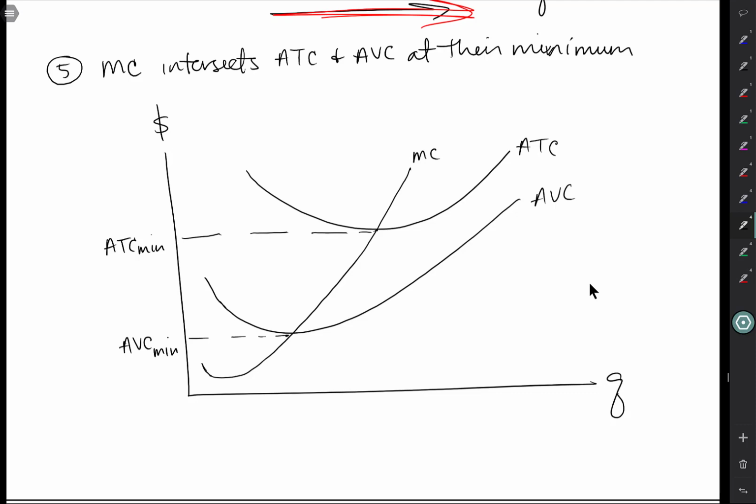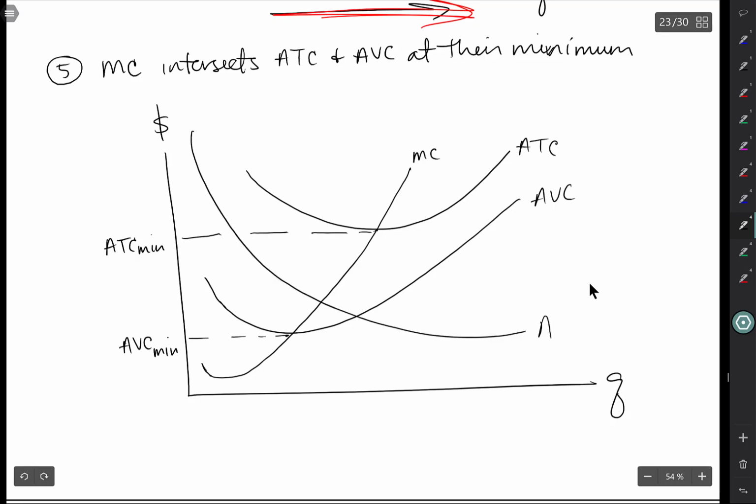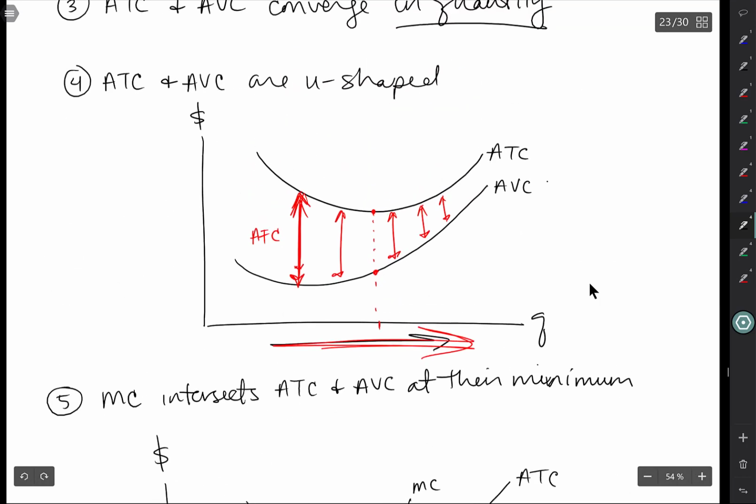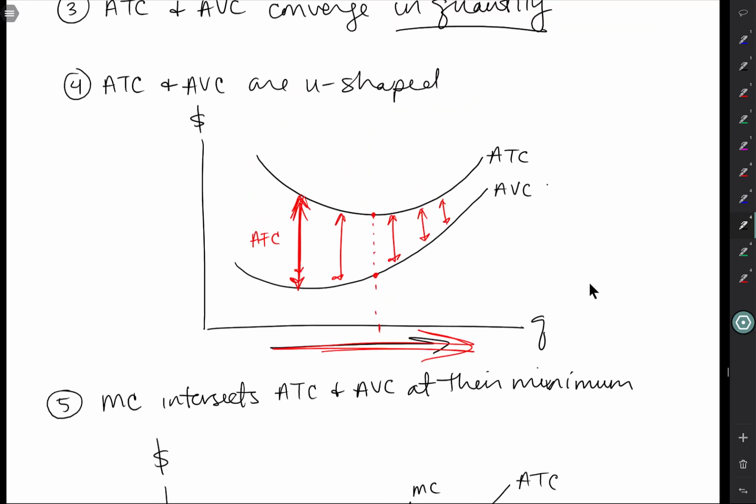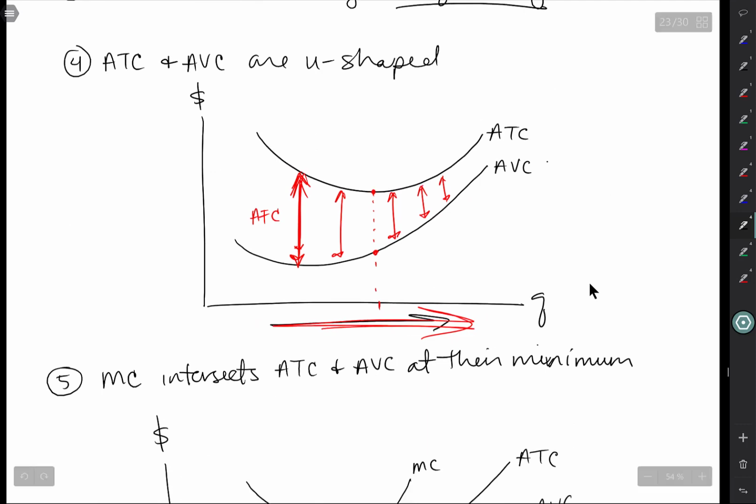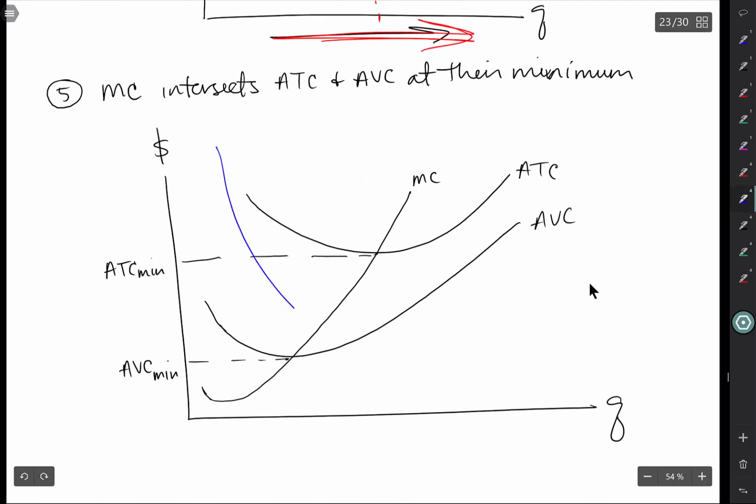Average total cost is above average variable cost. Average total cost and average variable cost are converging in quantity. The gap between them is getting smaller. Also notice, by the way, that I'm not superimposing average fixed cost here. Why? Think about why I'm not doing that. I don't need to, because the information that average fixed cost is decreasing in quantity is already implied in the gap. So that's why I'm not layering an additional cost curve here.